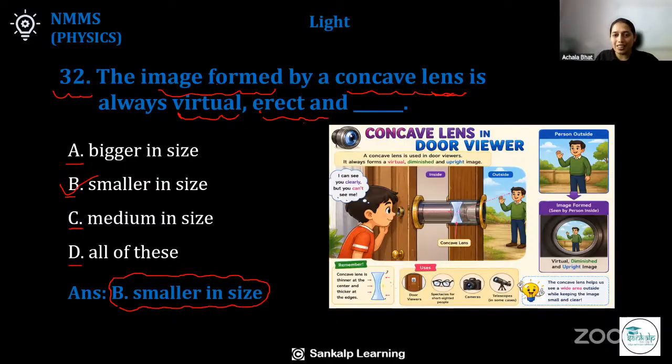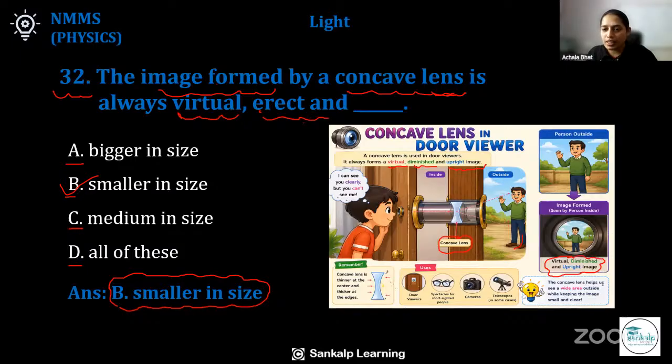This is a good example. A concave lens is used in door viewers. It always forms a virtual, diminished and upright image. You may have observed that the image formed in this lens, the concave lens or door viewer, is a small image, right? Which is a diminished image. The image size is smaller and it is erect, not upside down, right? It is upright only. An erect image is formed like this.